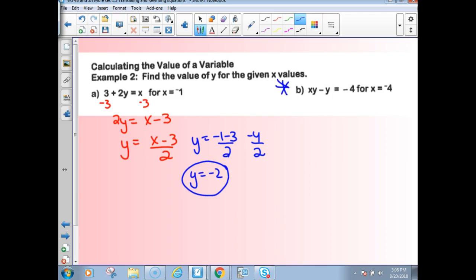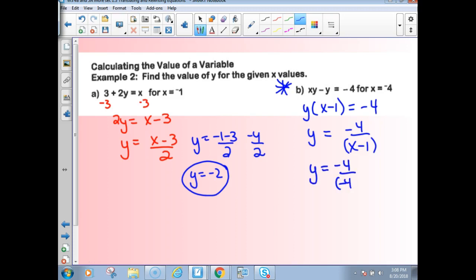Oh, there's that one again. If I'm going to be solving for y on the problem, I'm going to factor. So this is a good example of what we just went over a moment ago. Factor out a y. We have y times x minus 1 equals -4. Divide by x minus 1. We'll have -4 over x minus 1. Now, substituting in -4 for x, we'll have -4 over -4 minus 1, which gives us -4 over -5, and that's positive 4/5.